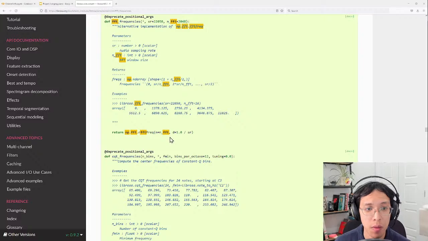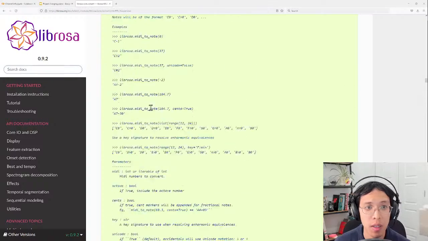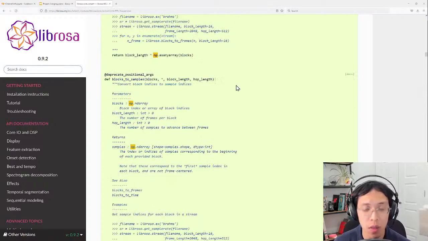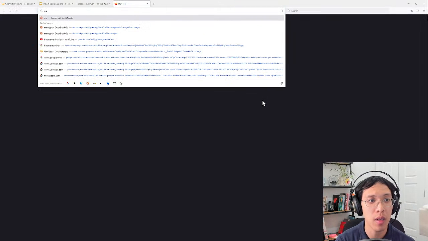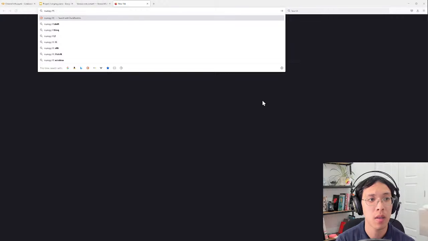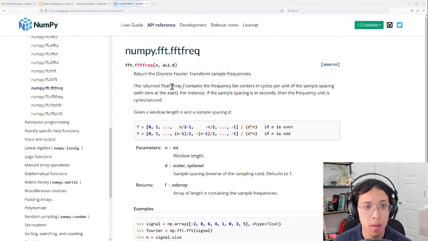So let's see, here's the code. It returns this guy, np numpy, right? Yeah, that looks like numpy. So I did not know numpy has its own fast Fourier transform, but it makes sense. So let's look it up in the numpy docs. Here it is. Okay. So it says frequency bin centers.